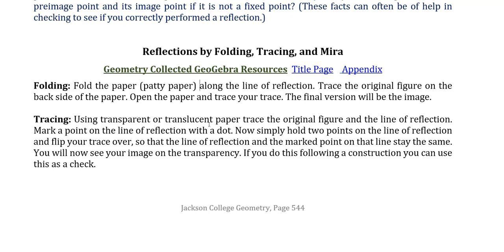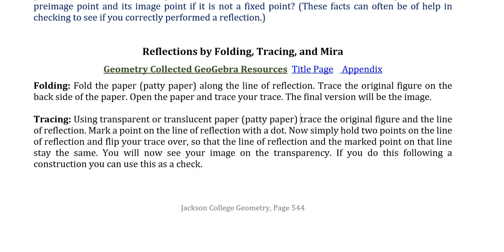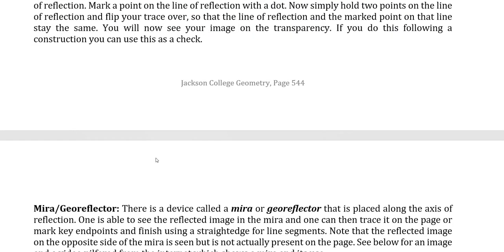For tracing, use transparent or translucent paper. Again, patty paper is really good. Trace the original figure and the line of reflection. Mark a point on the line of reflection with a dot. Now simply hold the two points on the line of reflection and flip your trace over so that the line of reflection and the marked point on the line stay the same. You can use that as a check.